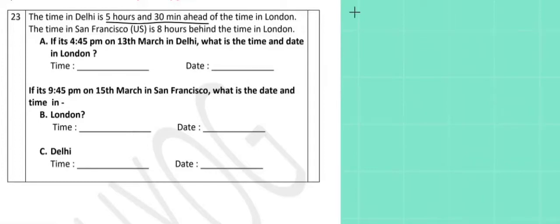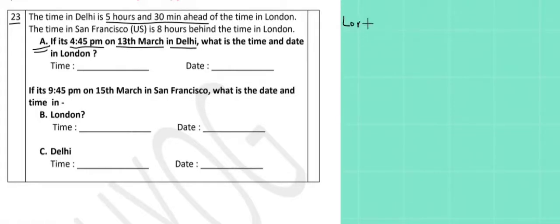Hello, we are looking at SEHYOG Year 5 paper, topic day, date and time. Question number 23. The time in Delhi is 5 hours and 30 minutes ahead of the time in London. So question part A is asking us that if it is 4:45 p.m. on 13th March in Delhi, what is the time and date in London?